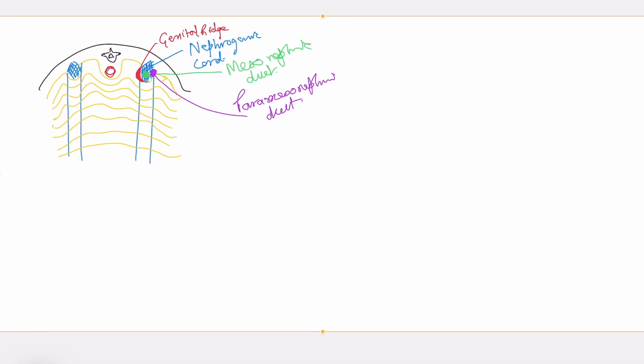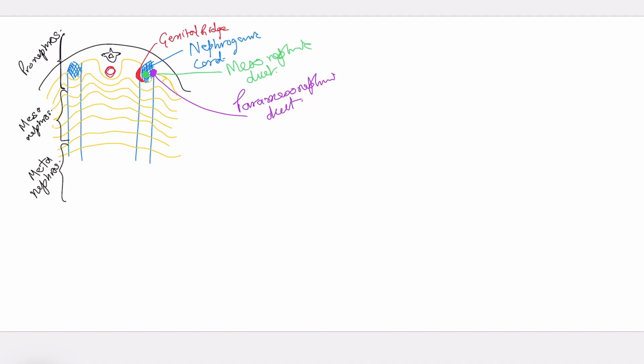prostatic utricle. By the way, there's one more thing that I want to tell you, that this nephrogenic cord has been divided into three portions like this. The most cranial portion of this nephrogenic cord is called pronephros. The middle portion is called mesonephros. And the lower portion, terminal portion down towards the pelvis, this is called metanephros.